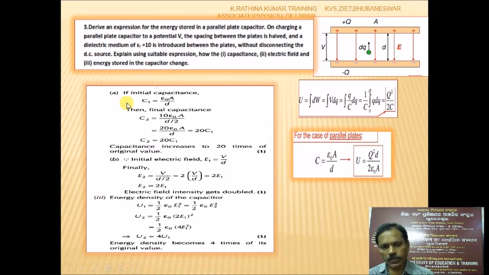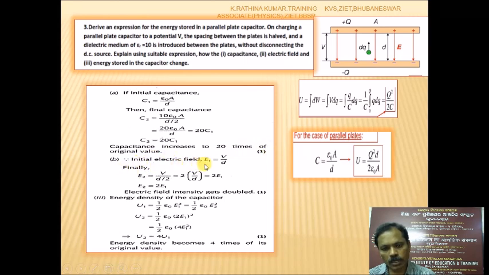First, the initial capacitance C1 is equal to epsilon naught A by d, that is the capacitance of the parallel plate capacitor. Then the final capacitance will be C2, which is 10 into epsilon naught A by d by 2, because the distance is halved. On substituting, the 2 goes up, giving 20 epsilon naught A by d, which is called 20 C1. So C2 is equal to 20 C1. Then the capacitance increases 20 times the original value.